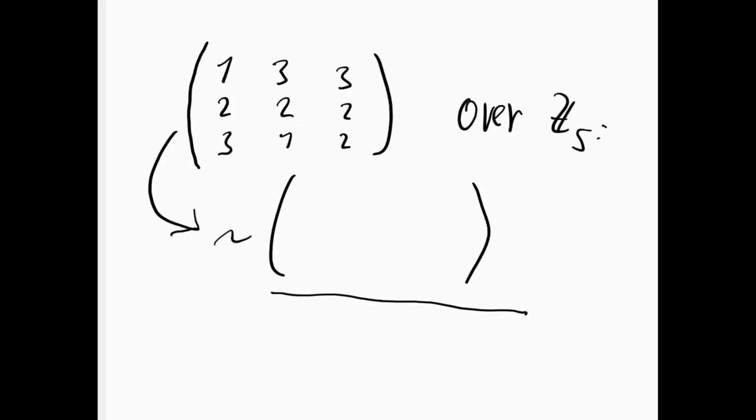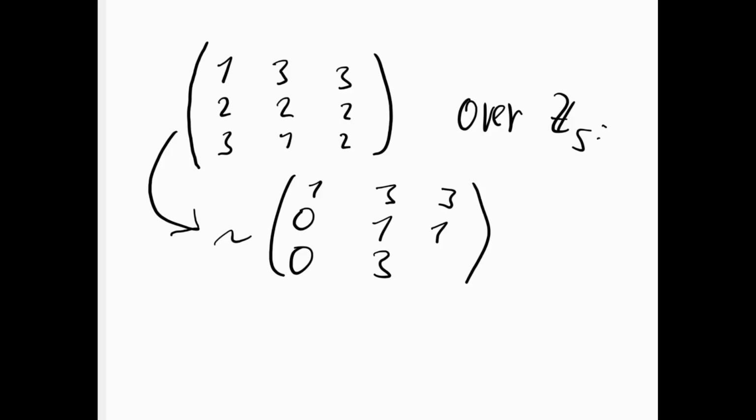So let's do the row reduction. If we subtract twice the first row from the second, we have 0. Then we have 2 minus 6, minus 4, but in Z5 that's 1. And then 2 minus 6, again, 1. I leave the first row for now. And the third row, let's subtract the first one 3 times. So 0, minus 8, which is 3. And 2 minus 9 is minus 7, which is 2. All right.